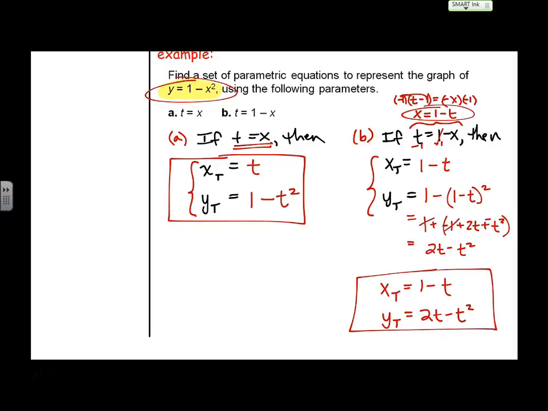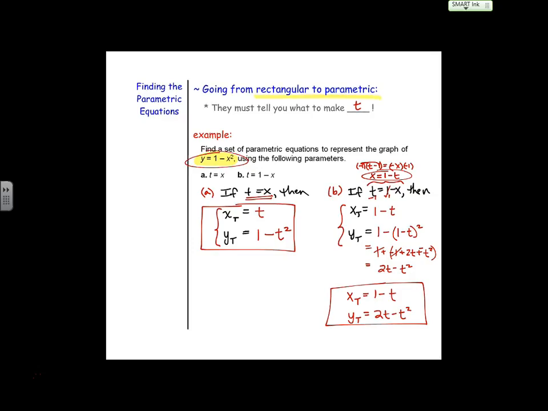So, long story short, if you're trying to go from rectangular to parametric, they have to give you some sort of clue about t. And from that clue about t, you just work your way backwards. Solve for x, that's your first equation. Plug in for x, that's your second equation.